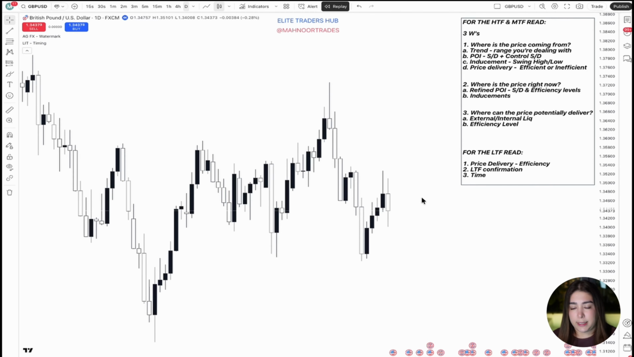Now this strategy is divided into 3 steps. These 3 steps are basically 3 questions, the famous 3 W's that I keep mentioning in most of the videos. Basically, they help us understand the direction of the market, the bias, whether you should be buying or selling for the session you're trading. The 3 W's are: where is the price coming from? Where is the price right now? And where can the price potentially deliver?